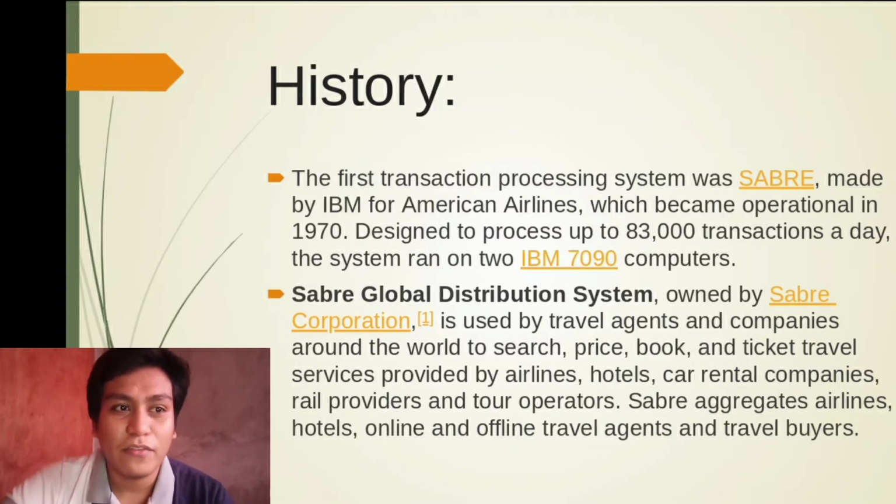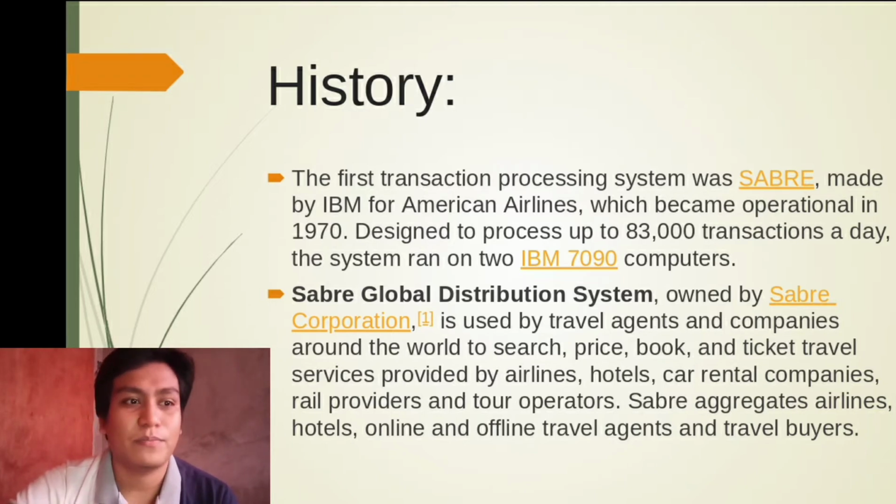History. The first transaction processing system was Sabre, S-A-B-R-E, made by IBM for American Airlines, which became operational in 1970, designed to process up to 83,000 transactions a day. The system ran on two IBM 7090 computers.